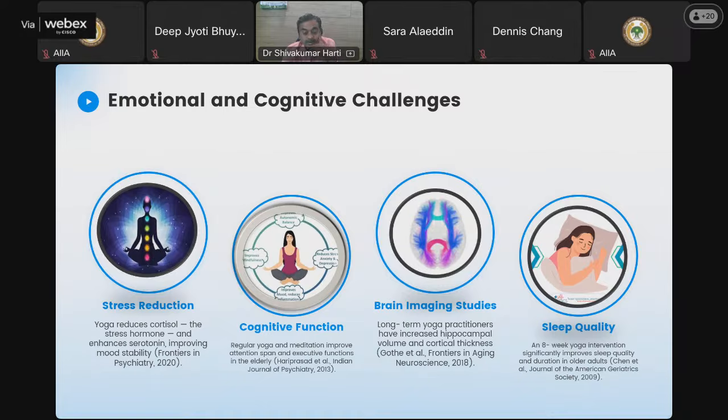Sleep, another pillar of mental health, we call it one of the Trayopastambhas, also benefits from yoga. In one of the studies, an 8-week yoga intervention significantly improved sleep quality and duration in older adults. Thus, yoga doesn't just calm the mind, it rejuvenates the brain.